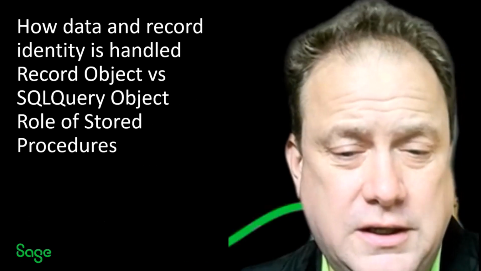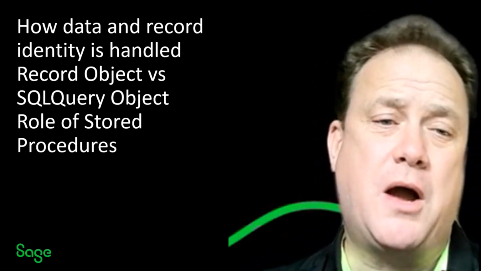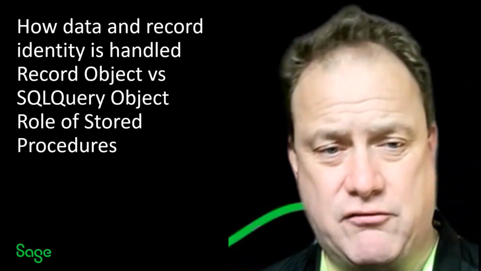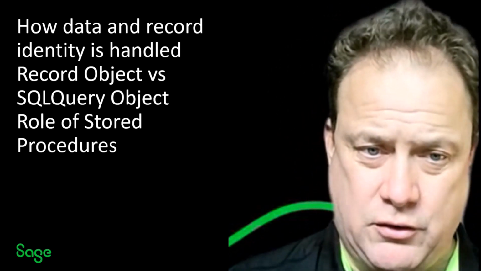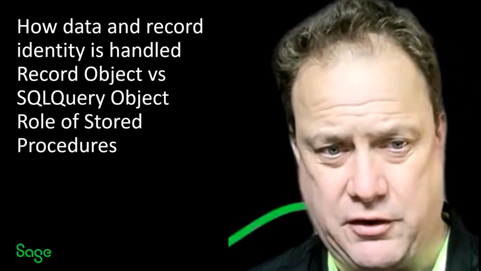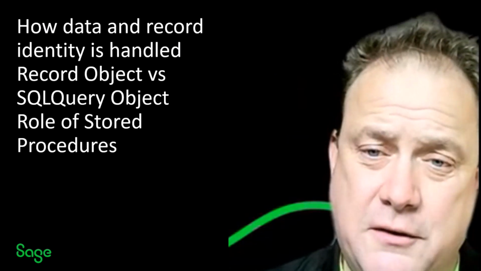And if we go on to the first of the topics for today's lesson, I want to think about how data and record identity is handled within the product, and we'll look at the record object versus the SQL query object and the role of stored procedures. So these three things we're looking at now.